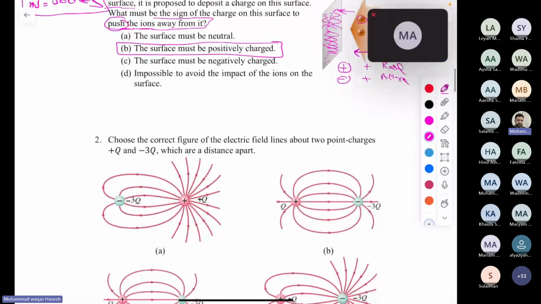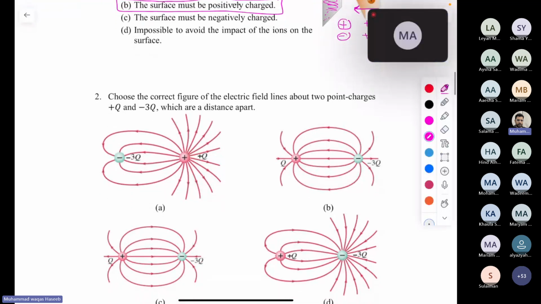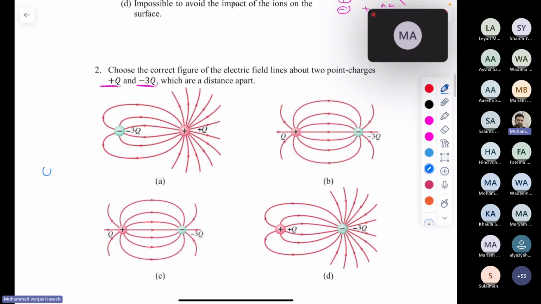Okay, now the next question is: choose the correct figure that shows the electric field lines about the two point charges plus q and minus 3q, which are represented at a distance. You know that the electric field originates from the positive charge and terminates on the negative charge. So the field lines of a positive charge would be outward, and the field lines for a negative charge would be inward, the source or sink concept.